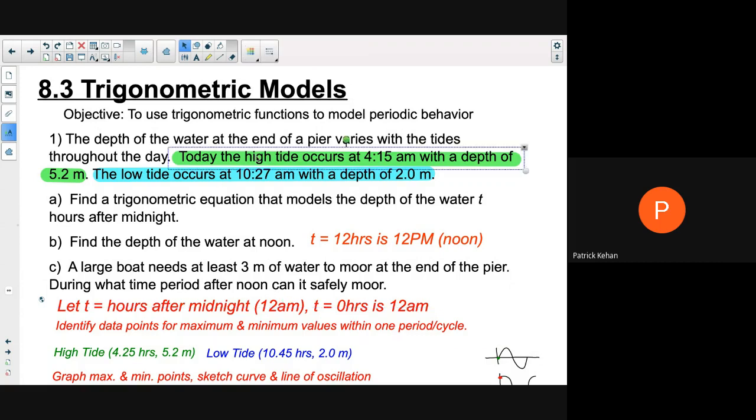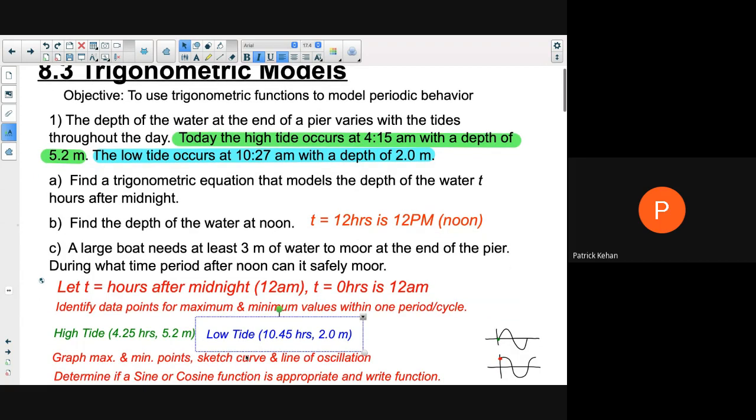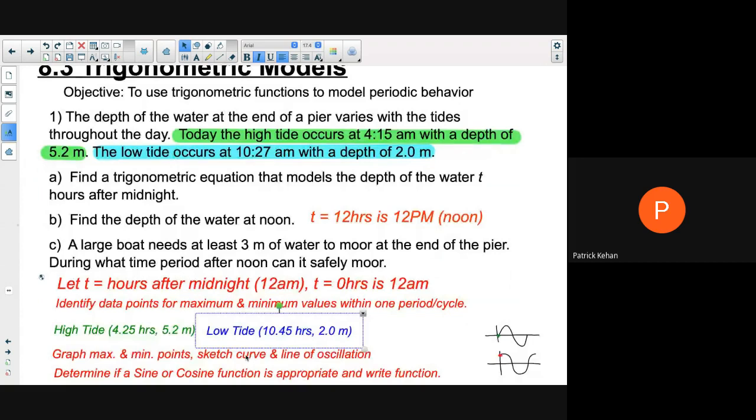So right here, I'm looking at high tide, that's a maximum value, at 4:15 a.m. And then low tide here is at 10:27 a.m. with a depth of 2 meters. So I identified these two data points here. And the next thing I want to do is graph them. I'm going to sketch a graph, plot these points, sketch a curve in as well as a line of oscillation. And then from that point, once I have a visual, I want to determine should I write a sine or cosine function? Which one's appropriate, meaning which one is more efficient to work with.